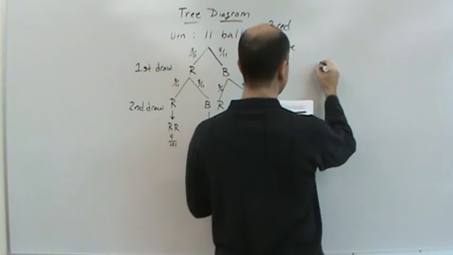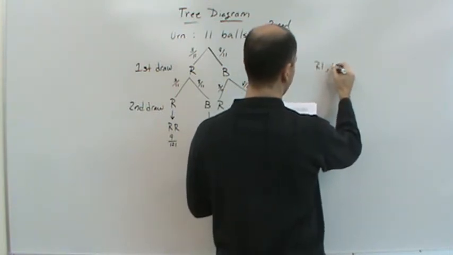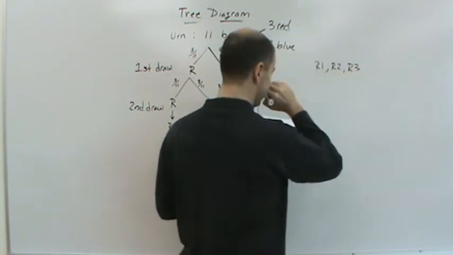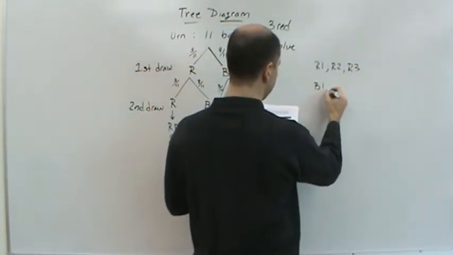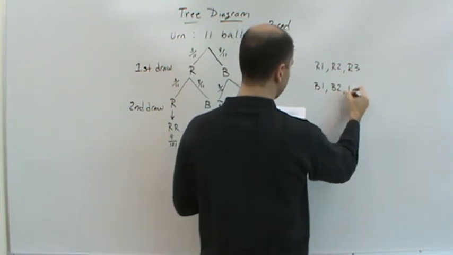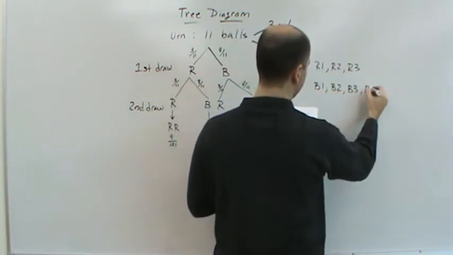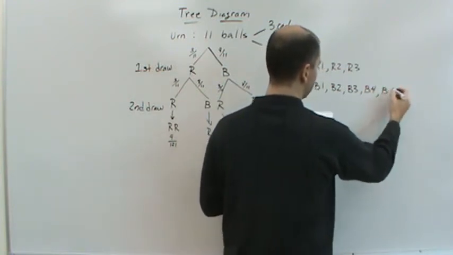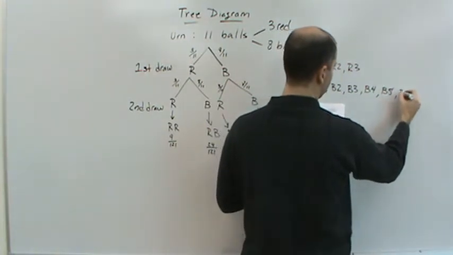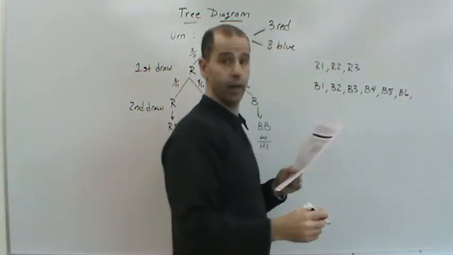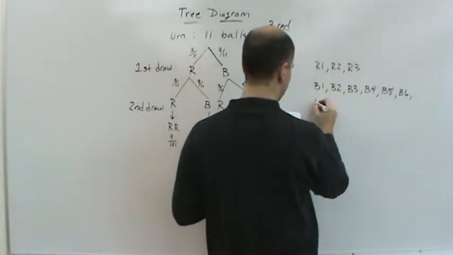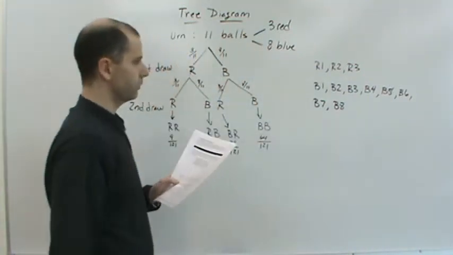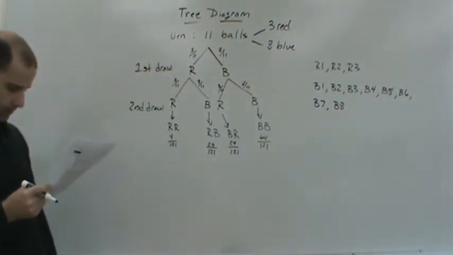So we have red, so let's call red 1, red 2, red 3, right? And then we have blue 1, blue 2, blue 3, blue 4, blue 5, blue 6, blue 7, and then blue 8. So now I've got those outcomes, okay?